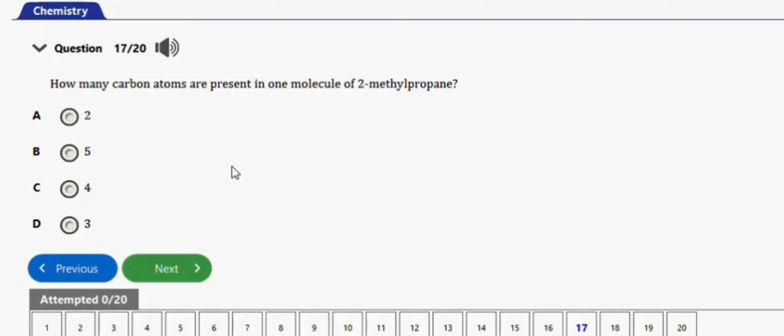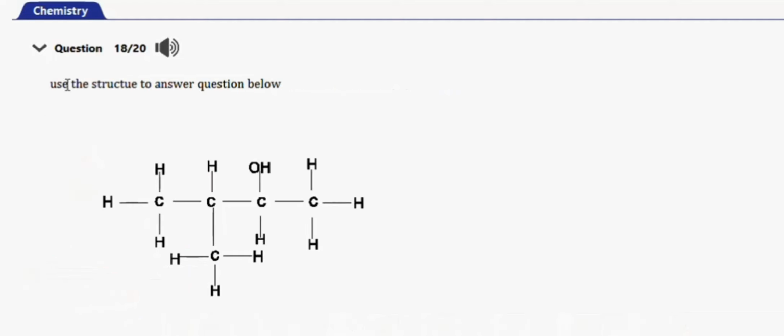Right, so that's it for this question. When I express it on paper, I've done it already with my rough sheet here. The next question will be this one. It says use this structure to answer the question below. So you say, what is the IUPAC name of the compound with this structure?